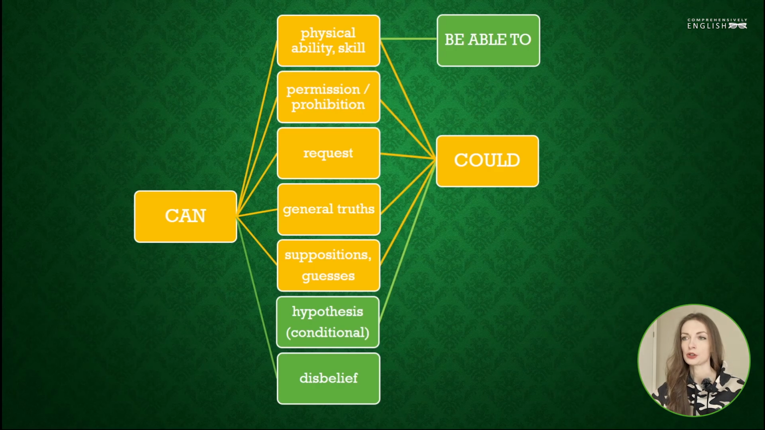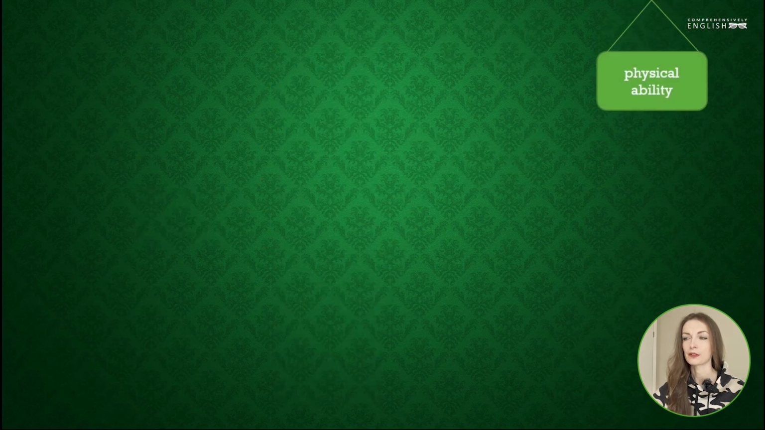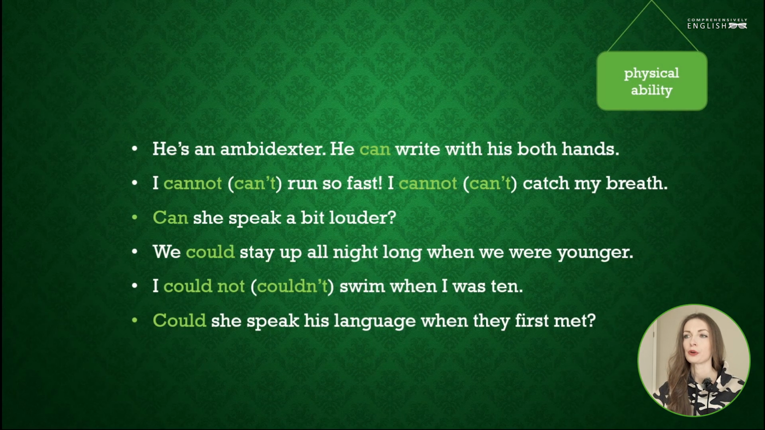Let's talk about each of these meanings separately. Physical ability. So both can and could can express it. We use can in the present and could in the past. He's an ambidexter. He can write with both hands. I cannot or can't run so fast. I cannot or can't catch my breath.